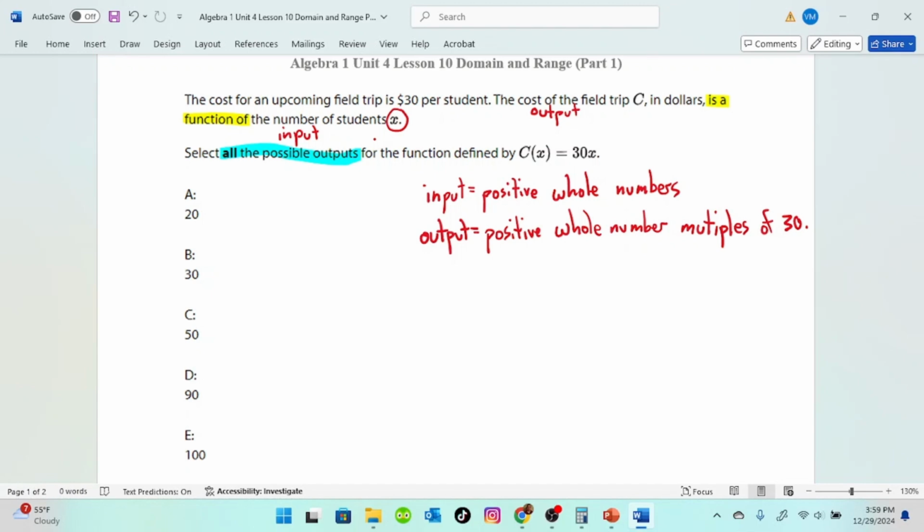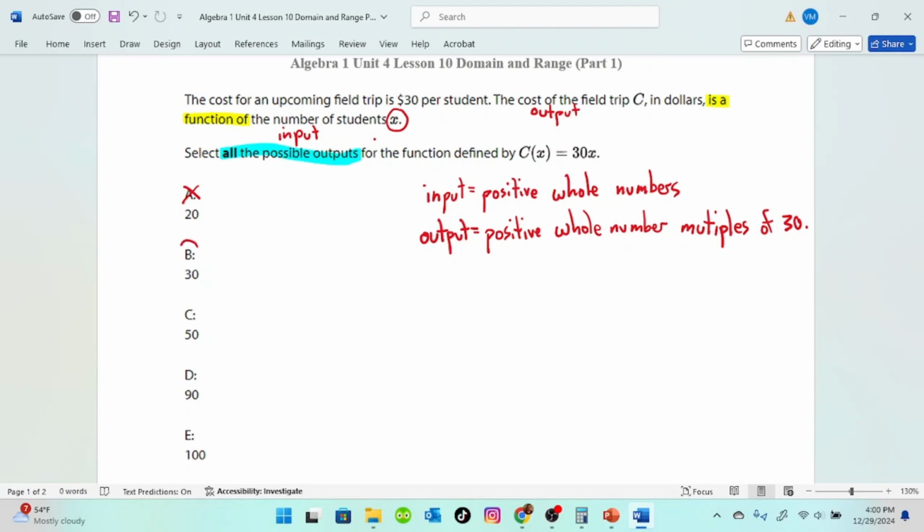So one student would be $30, 2 students would be $60, 3 students would be $90, and so on and so forth. So now I need to look through my choices and see which numbers meet this criteria. So if I look at A, that's 20. 20 is not a multiple of 30. It's in between $0 for no students and no field trip and $30 where it would be 1 student.